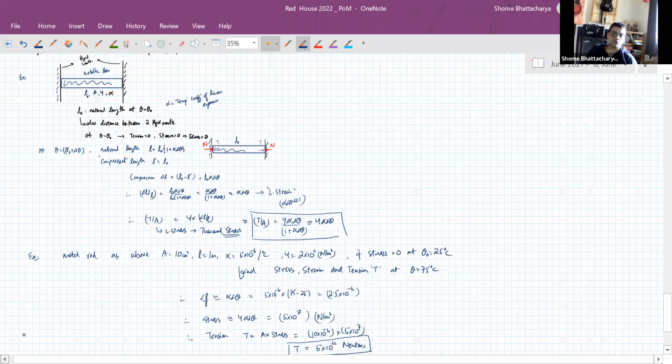The stress itself does not depend on area of cross-section. It's Young's modulus into alpha into delta theta. But the tension because of the stress is directly proportional to area. So the thicker the area of the rod and the larger the temperature difference that we are creating from the natural state, the stronger will be the tension developed.